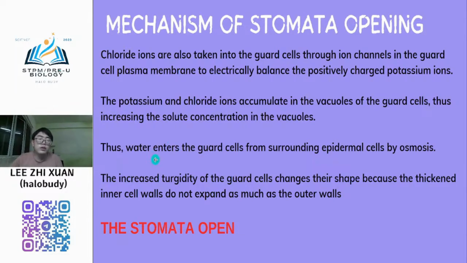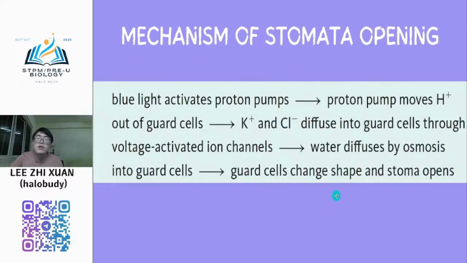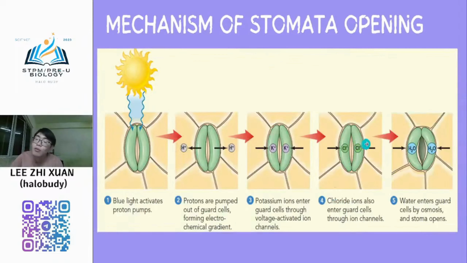So now the water will enter the guard cell from the surrounding epidermal cells. The surrounding of the guard cell is epidermis cells. So all the water surrounding the guard cell will enter into the guard cell by osmosis. This will increase the turgidity of the guard cell and change its shape. And then the thicker inner cell wall will not expand as much as the outer cell wall. So this is the reason why the inner cell wall must be thicker compared to the outer cell wall.